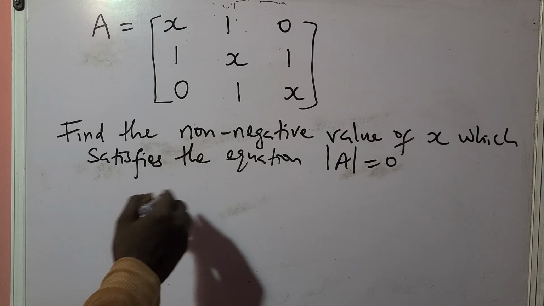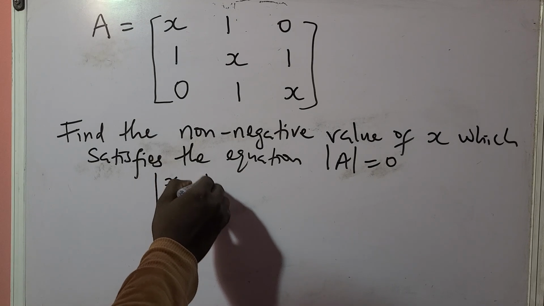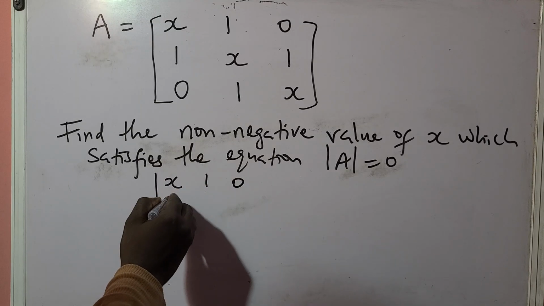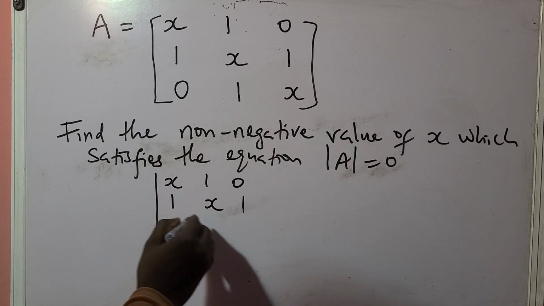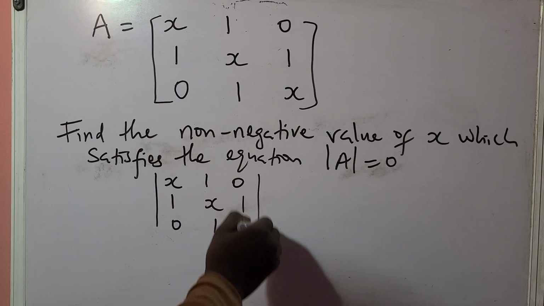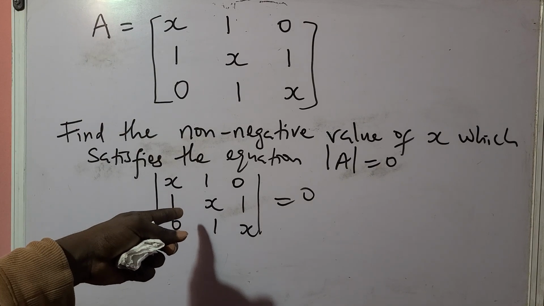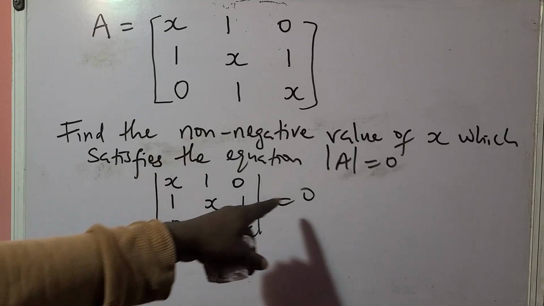So when you fix in the value of A, this A right here, you would then have to solve this equation. You have to apply the determinant of a 3 by 3 matrix first, then equate whatever you get to 0.